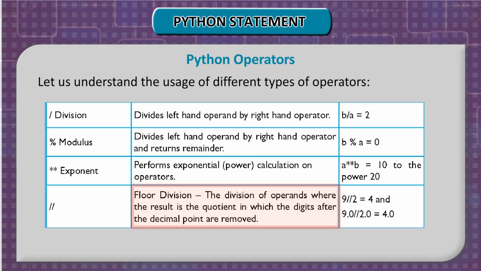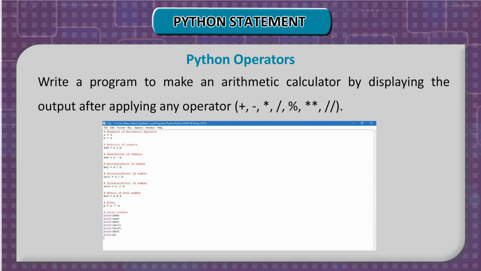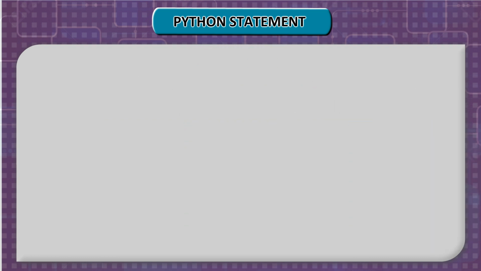Floor division is the division of operands where the result is the quotient in which the digits after the decimal point are removed. b/a equals 2, b modulus a equals 0, a to the power b equals 10 to the power 20. 9//2 equals 4 and 9.0//2.0 equals 4.0. Write a program to make an arithmetic calculator by displaying the output after applying any operator.